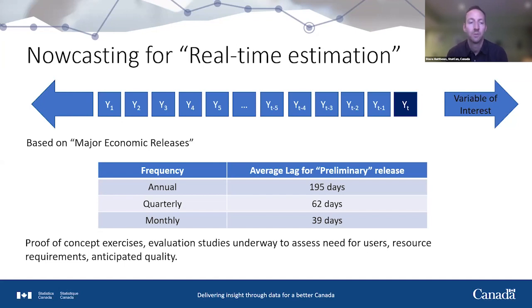So to do that, we've been doing some exercises to try different models on different data, evaluation studies to look at how useful they are for our users, how many resources are required to support this kind of work, and what kind of quality can we expect to get in the end? Is it good enough for the users to actually benefit from, or are we just producing something that's so inaccurate that it's really not of any use to anyone? Those are the types of questions we've tried to answer through some proof of concept exercises. And I'll show a couple of those now.